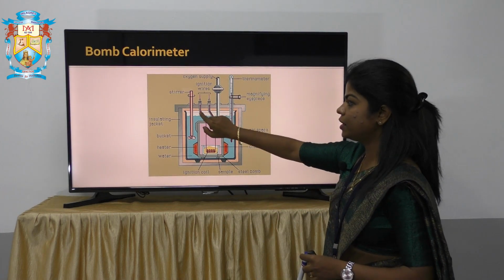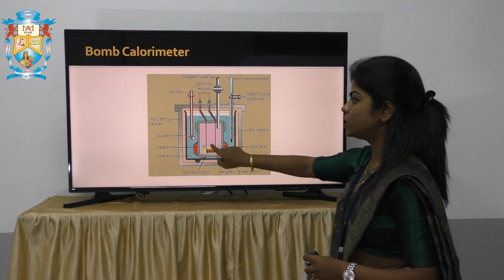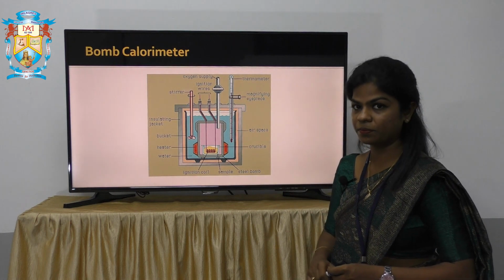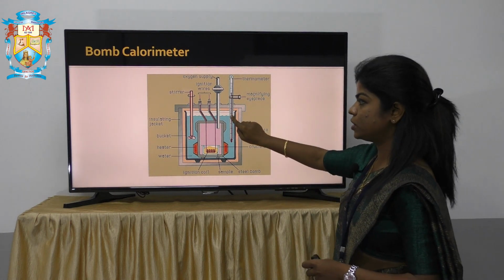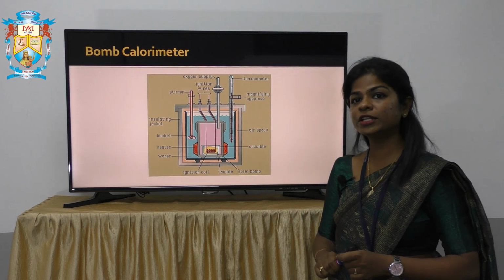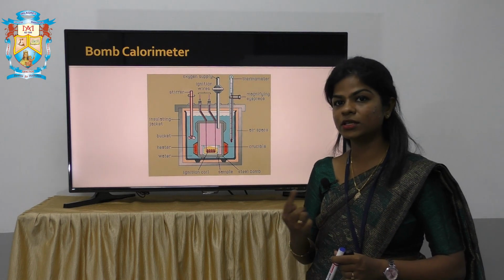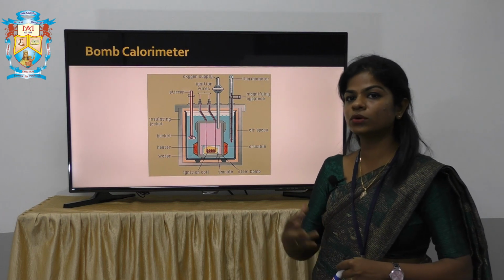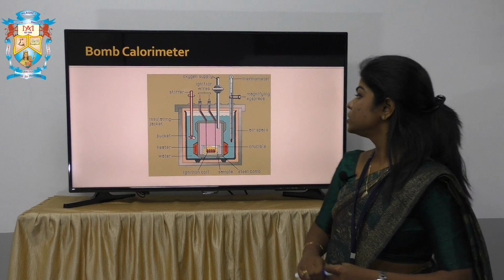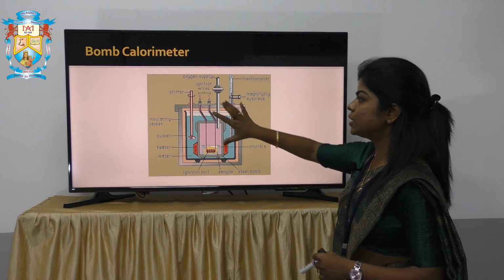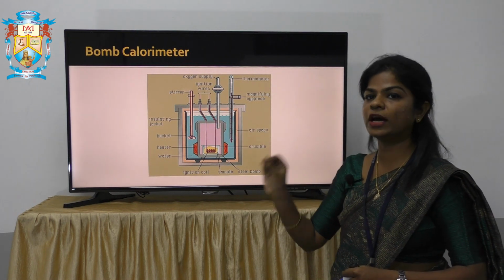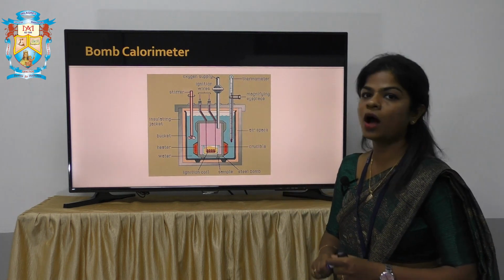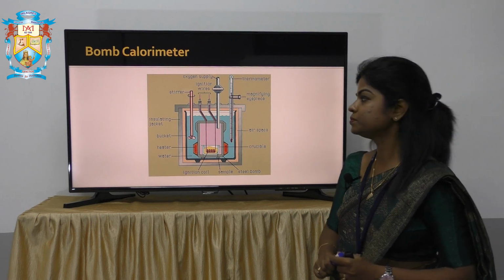The heat liberated comes in contact with the water in which it is immersed, and the rise of temperature is determined. The rise of temperature is usually multiplied by the total heat capacity of the apparatus and the total amount of heat liberated, which gives the total energy liberated. So this total amount of heat liberated gives the energy value of food. So using this amount of heat liberated, we can calculate the amount of energy liberated.